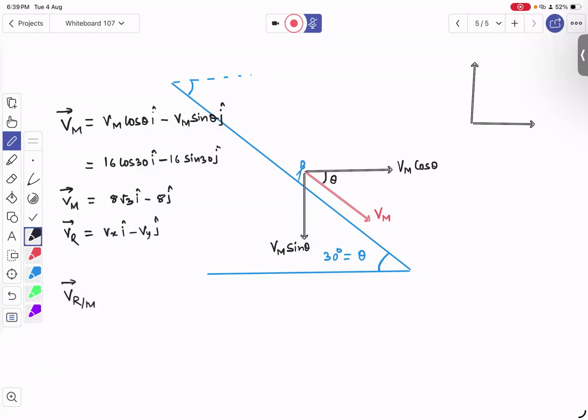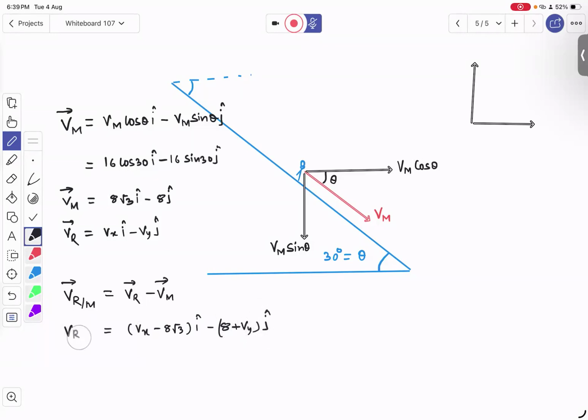And that Vrm will be Vr minus Vm. Vr minus Vm will be Vx minus 8 root 3 I cap, minus of 8, minus, just a moment, minus of Vy. Together I write down as 8 plus Vy j cap.